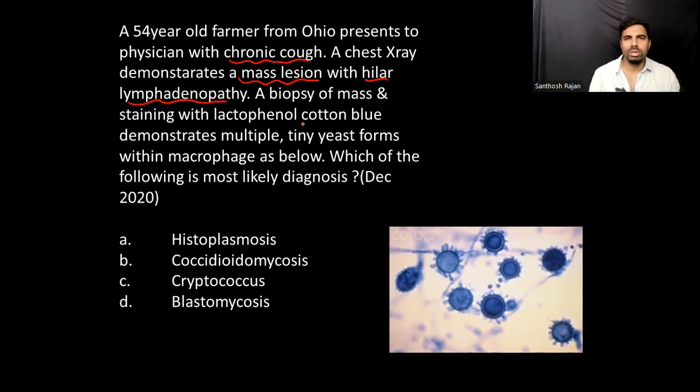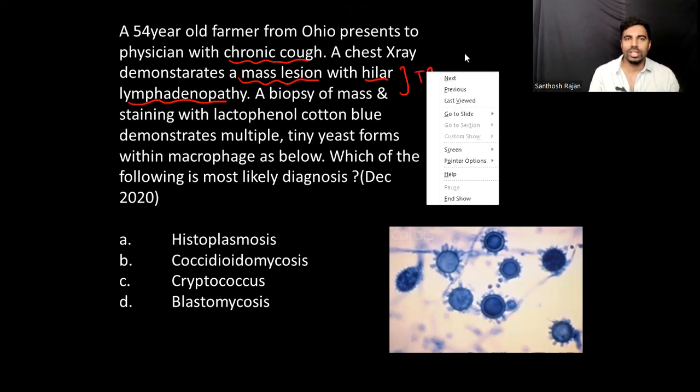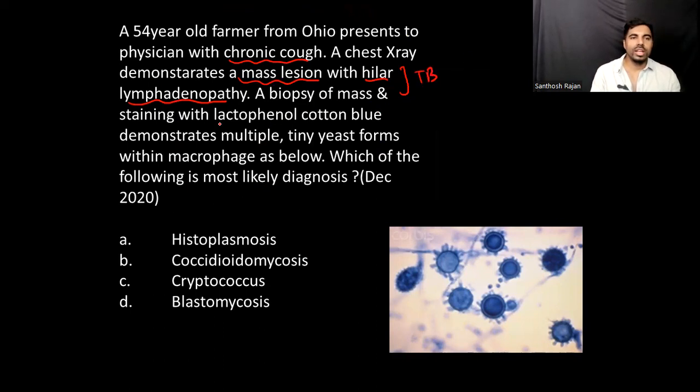It's basically the lung that is affected. It looks somewhat like TB, just remember. Then a biopsy was done, with lactophenol cotton blue, a stain we use for fungi, which demonstrates multiple tiny yeast forms inside the macrophage. Which of the following is the most likely diagnosis?